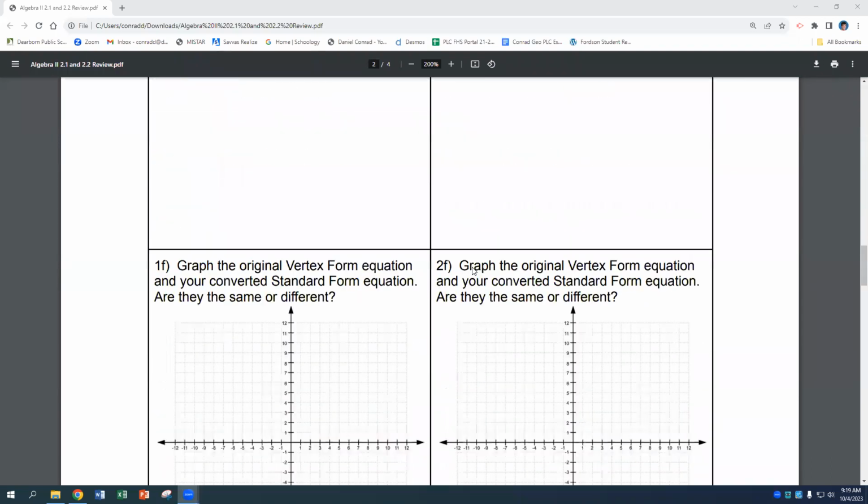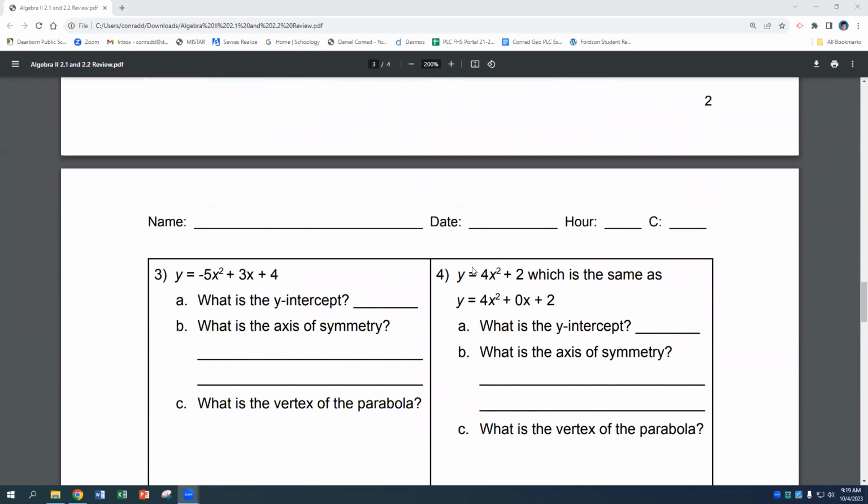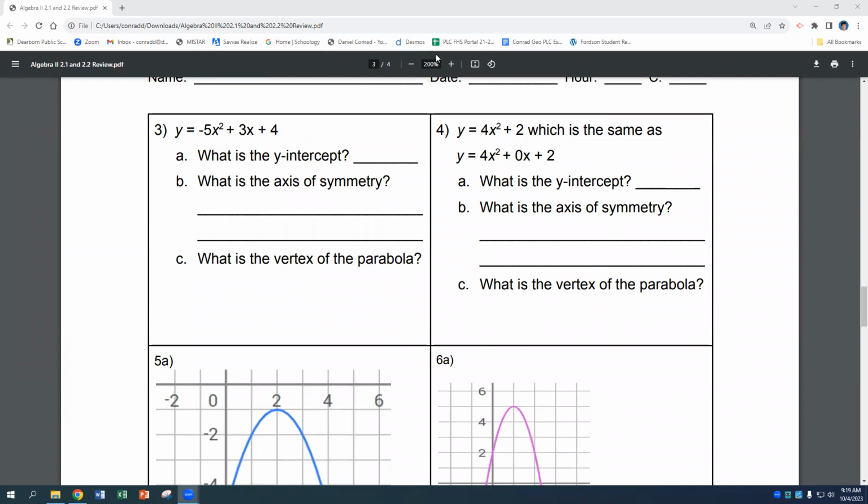But let's look here at the next one, 3. Okay, what's the y-intercept? So we have to substitute in 0 for x, again, just like we did on the last one. So this is going to be 0 plus 0 plus 4. So our y-intercept here, right, is going to be 0, comma 4.